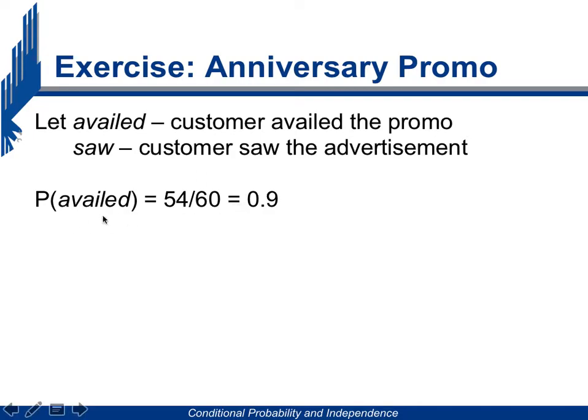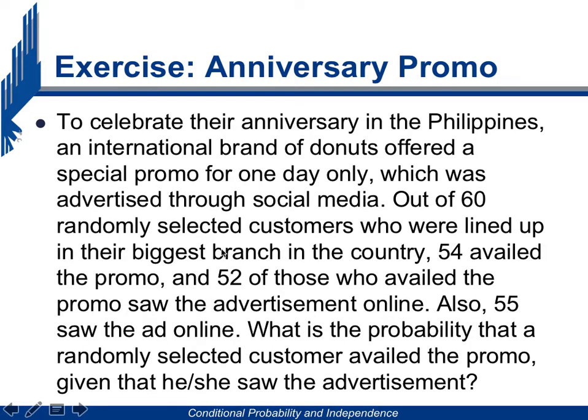Now, we had another value earlier, which is 52, and the similarity between all these 52 customers out of the 60 is that they availed the promo and they also saw the advertisement online. So these 52 people are part of two events. So we can represent this as the intersection of two events. So the intersection of events A and B, of events availed and saw, should be 52 over 60.